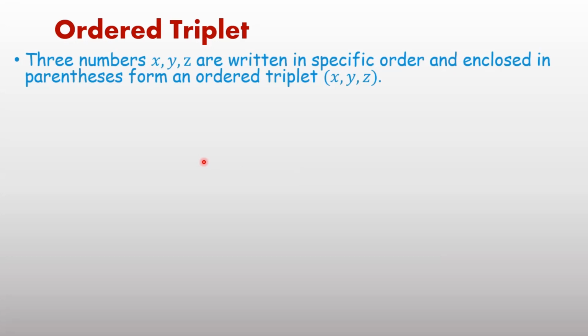Ordered triplet is same as ordered pair. In case of ordered triplet, there are 3 numbers written in specific order in this bracket: (x, y, z). Remember, taking 4, 5, 6 as an example, it is not same as 5, 6, 4, or it is not same as 6, 4, 5.